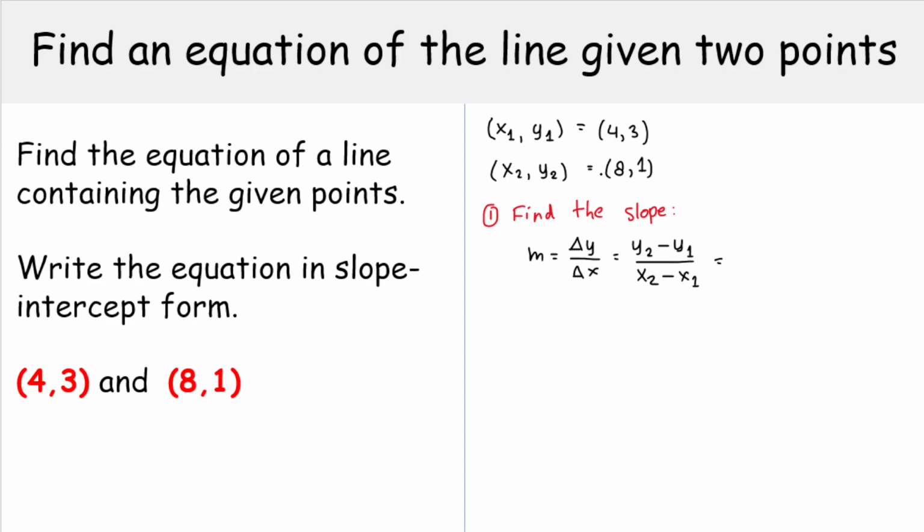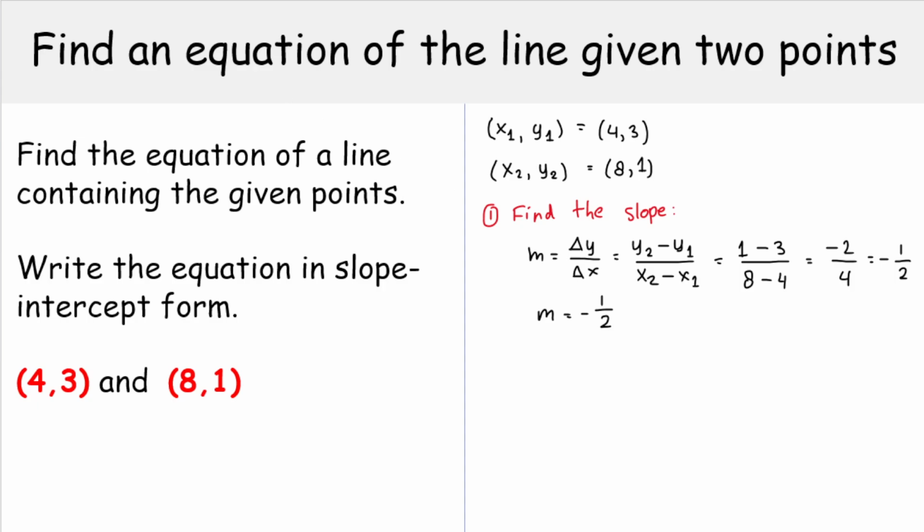And what is y2 here? We have 1. And then what is y1? We have 3 here. So we'll have 1 minus 3, divided by x2, which is 8, and x1 is 4, so minus 4. Okay, 1 minus 3 is minus 2, and 8 minus 4 is 4. So minus 2 over 4 simplifies to minus 1/2. So we know that our slope is equal to minus 1/2. Good.